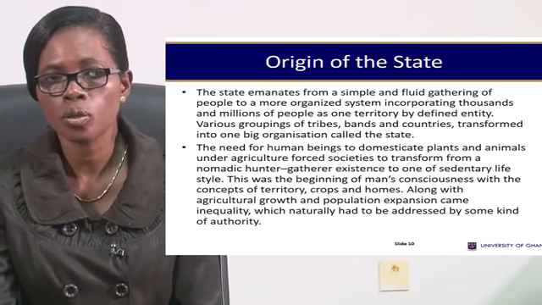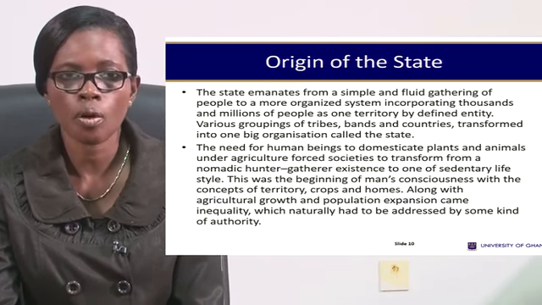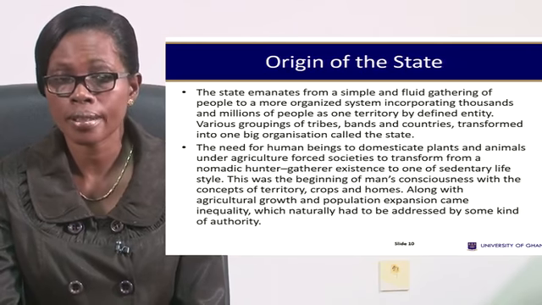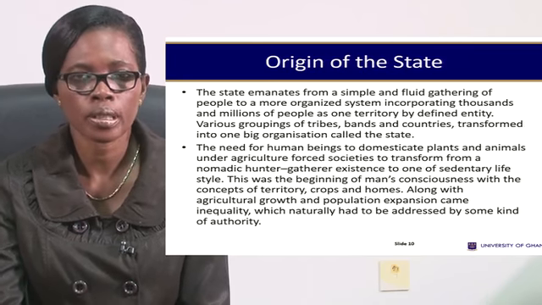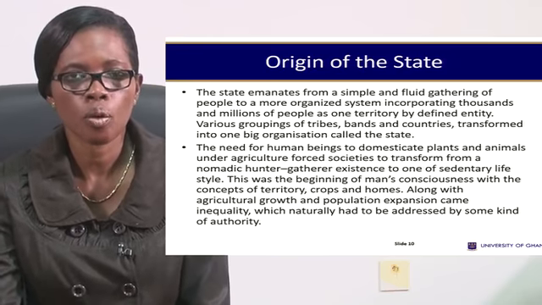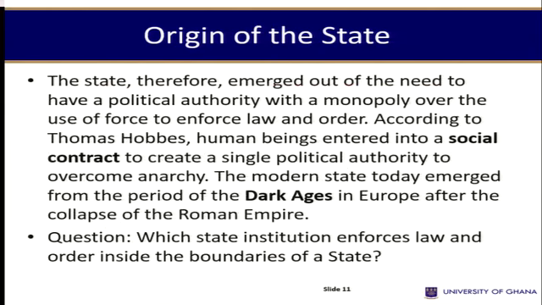The need for human beings to domesticate plants and animals and agriculture forced societies to transform from a nomadic hunter-gatherer existence to one of sedentary lifestyle. This was the beginning of man's consciousness with the concepts of territory, crops, and homes. So along with agricultural growth and population expansion, unfortunately came inequality, which naturally had to be addressed by some form of authority. The state, therefore, emerged out of the need to have a political authority with a monopoly over the use of force to enforce law and order.